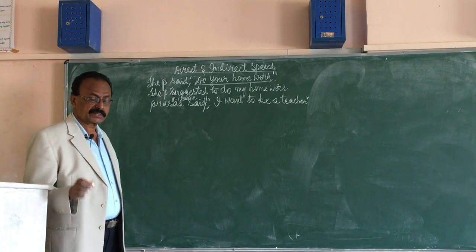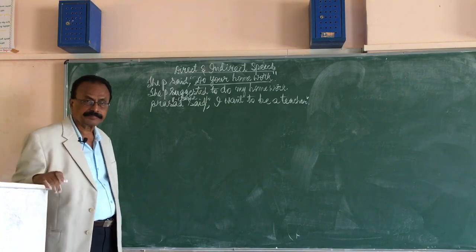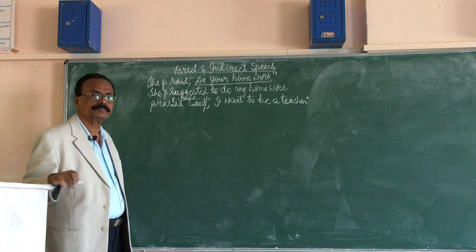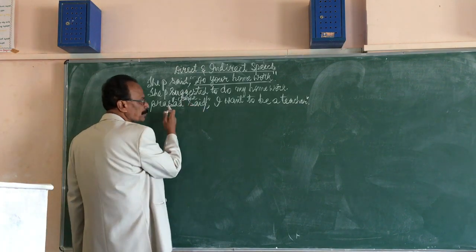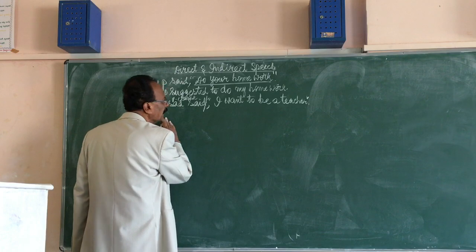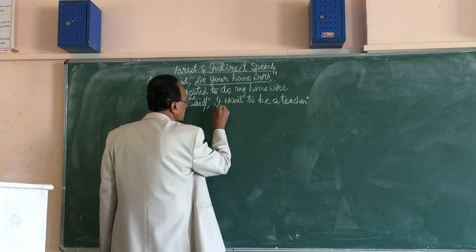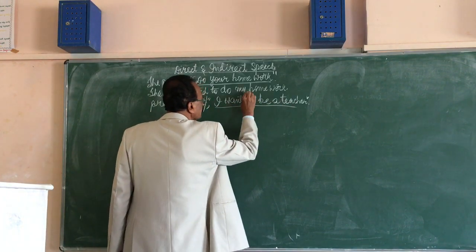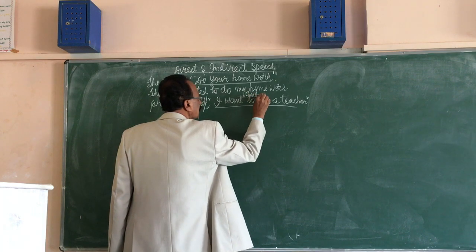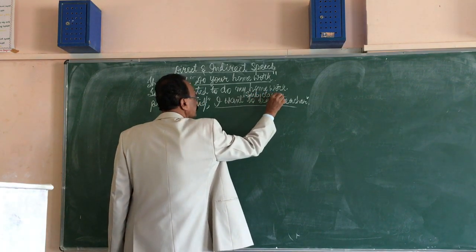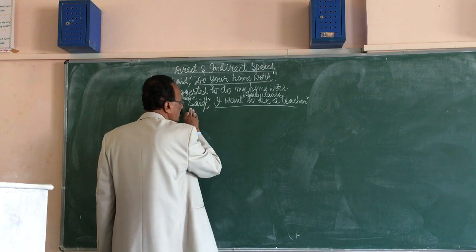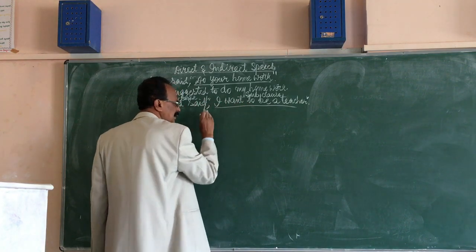Words, phrases, clauses, and sentences. This is a principal clause. It can stand independently. "I want to be a teacher" is a subordinate clause, a dependent clause. In between the principal clause and the subordinate clause is a comma.